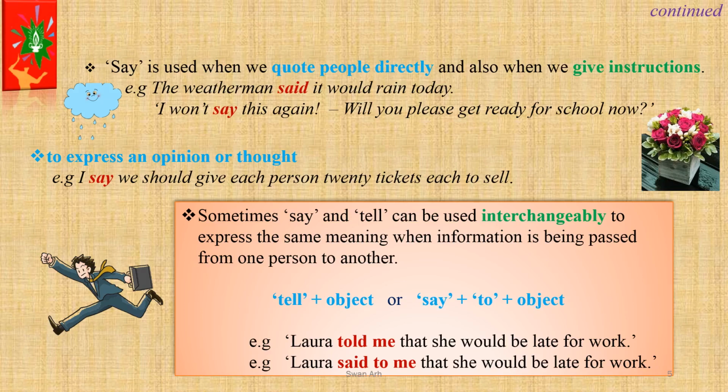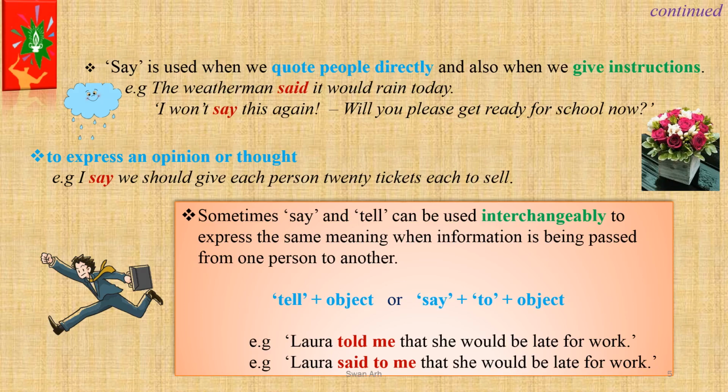Sometimes say and tell can be used interchangeably to express the same meaning when information is being passed from one person to another. In this case, the construction would be tell plus object, or say plus to plus object. For example, Laura told me that she would be late for work. Laura said to me that she would be late for work.